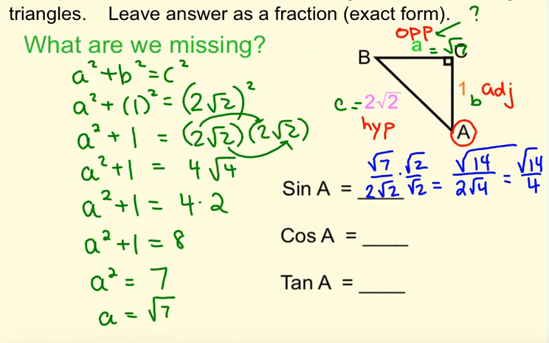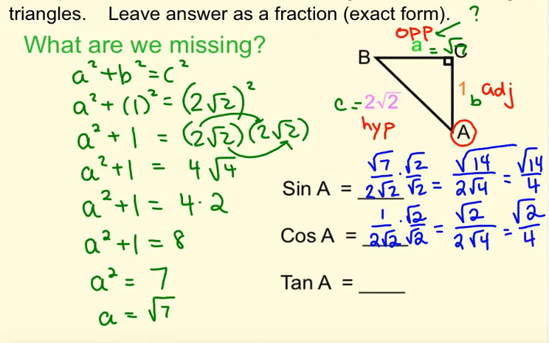All right. Cosine of A is adjacent over hypotenuse. So adjacent is 1, hypotenuse is 2 square roots of 2. Oh, have to rationalize it again. So multiply the numerator and the denominator by square root of 2. Multiply across. The square root of 2. 2 times 2 square roots of 2 is 2 square roots of 4. Square root of 4 is 2.